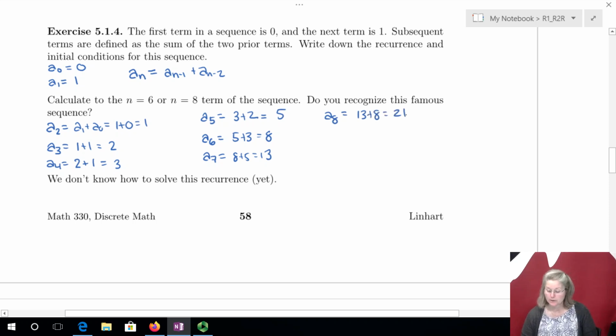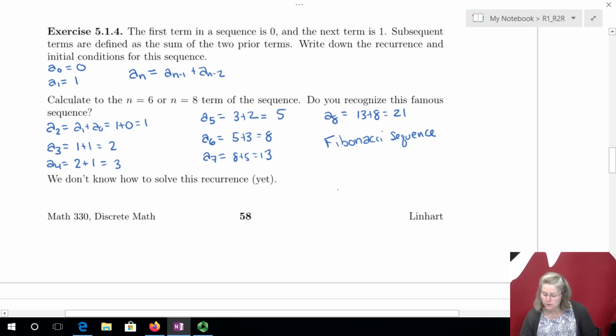So the next question I want you to think about is, do you recognize the sequence of numbers? It goes 0, 1, 1, 2, 3, 5, 8, 13, 21. And it may be that you did recognize this sequence. This is the famous Fibonacci sequence for the Fibonacci numbers. And may I note, we don't know how to solve this recurrence yet. We can look for a pattern here, but there is really no pattern that's apparent.